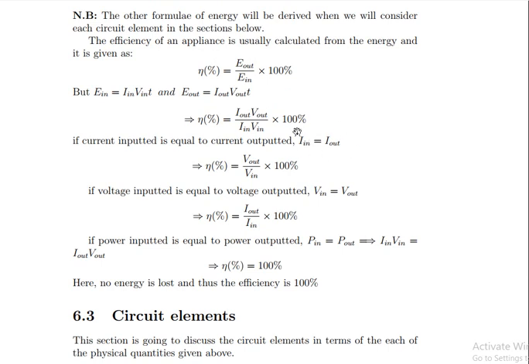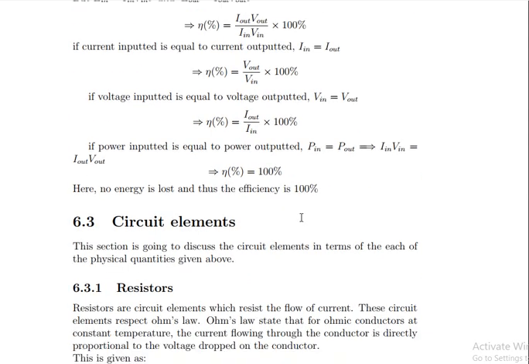If I input equals I output, like in a series circuit, then the efficiency is V output over V input times 100%. Now if the circuit is in parallel and V input equals V output, it implies that the efficiency is I output over I input times 100%.